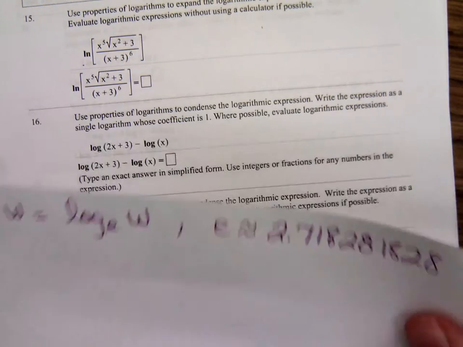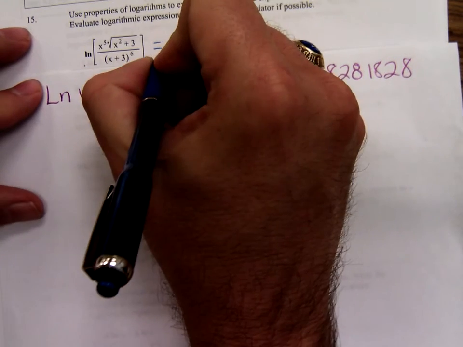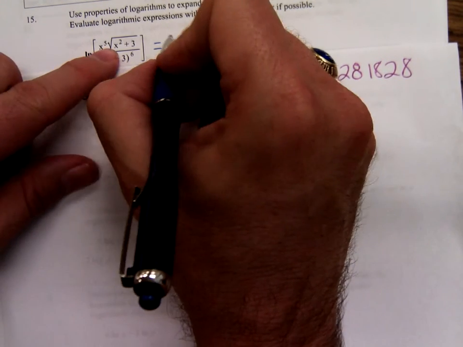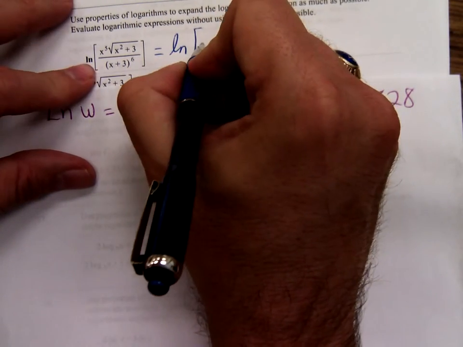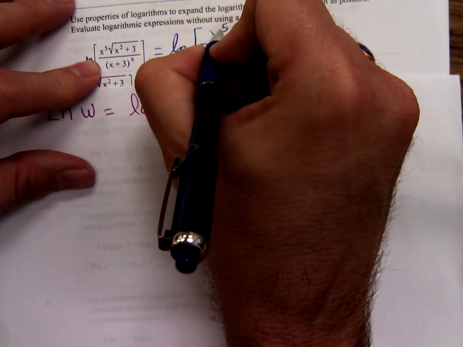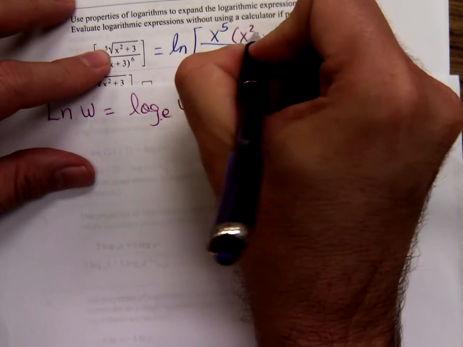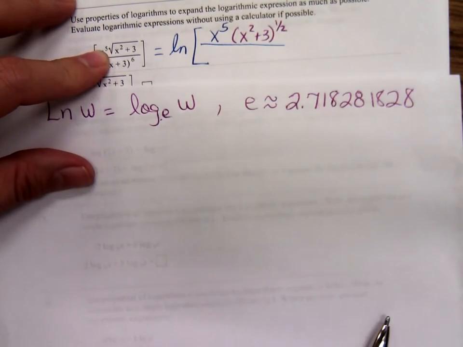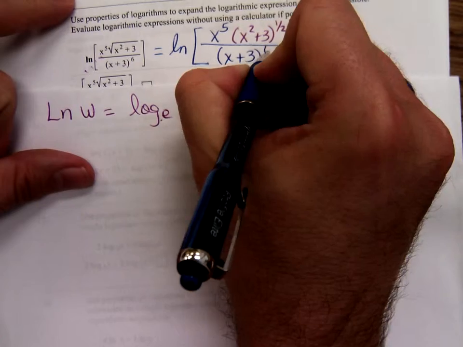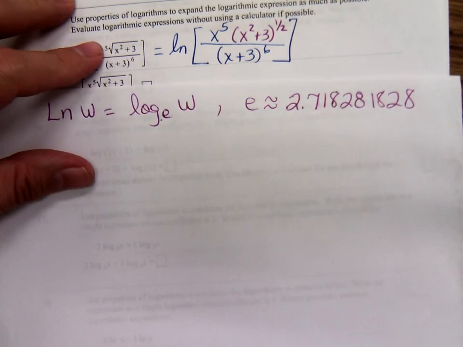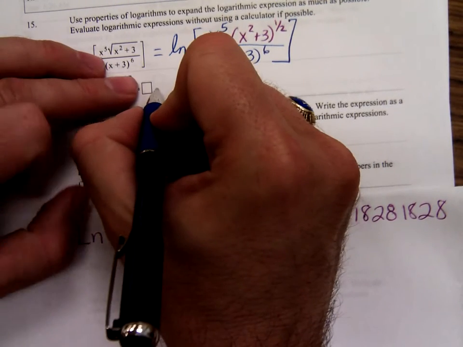So on number 15, you've got to rewrite this square root. So it's going to be ln of x to the 5th, and then that square root you're going to write as x squared plus 3 to the 1/2. A square root is a 1/2 exponent. And then x plus 3 to the 6th. So that's the thing you're expanding. I guess I have room to do it right here. Here's what I'm going to have to type in there.